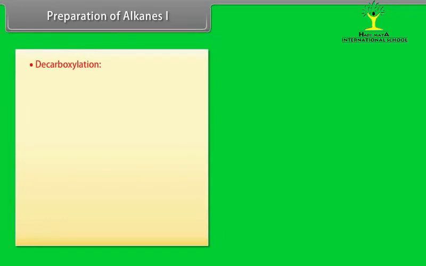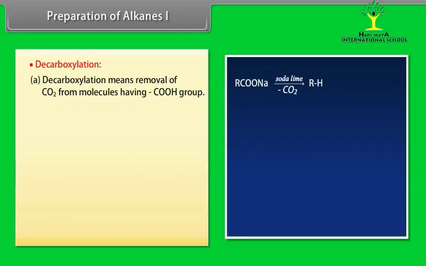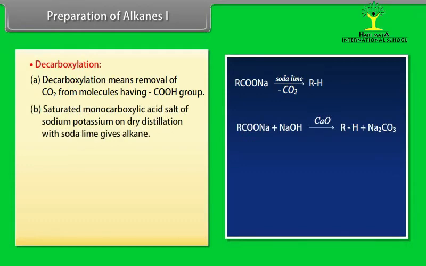Preparation of alkanes, part 1. Decarboxylation. Decarboxylation means removal of CO2 from molecules having a COOH group. Saturated monocarboxylic acid, salt of sodium or potassium, on dry distillation with soda lime gives alkane.